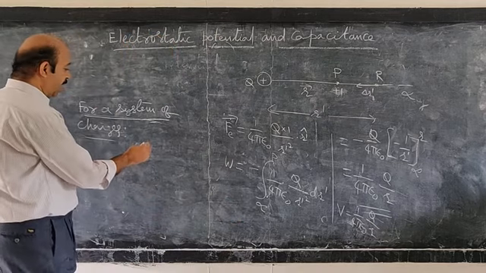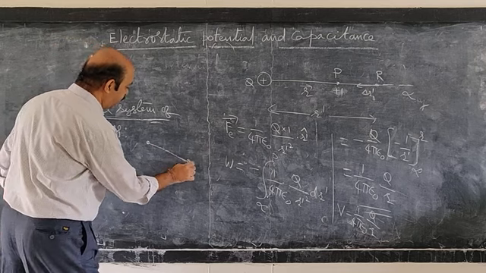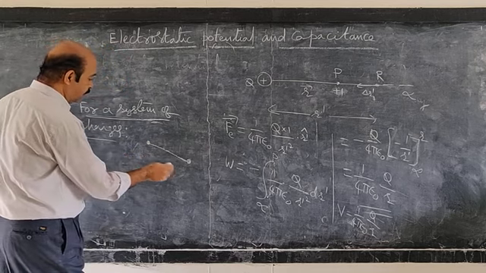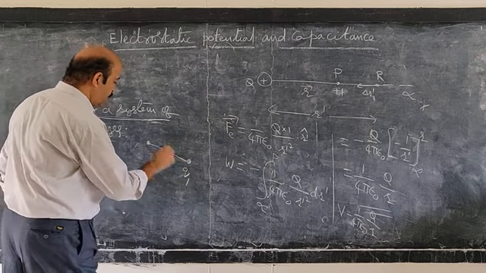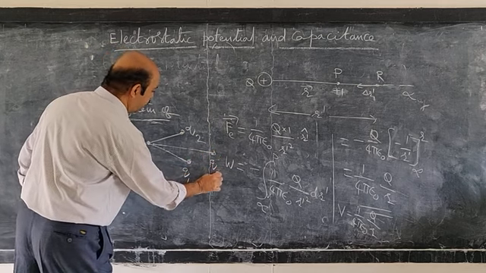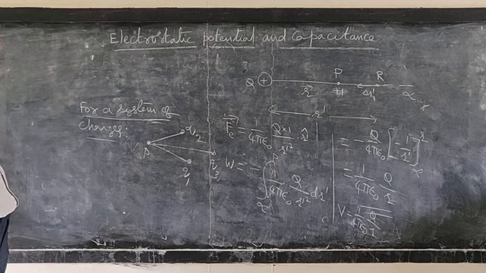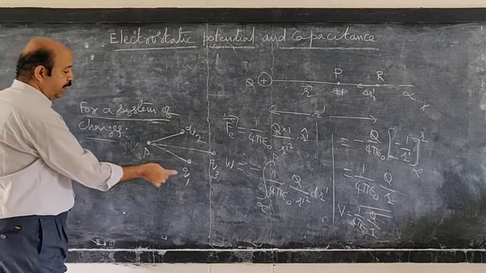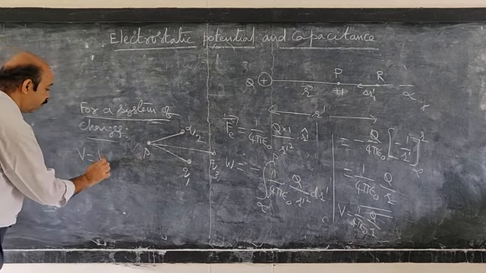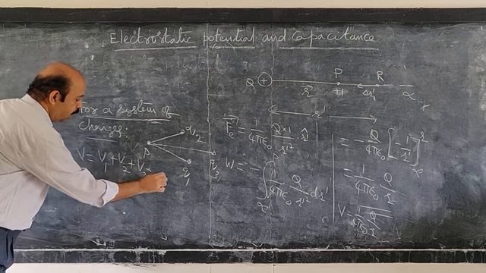So suppose you have several charges at different positions, say Q1 here, Q2 here, Q3 here, like this. Due to all of these, I want to know the potential at this point. So calculate the potential due to each charge and add them. So it is something like V is equal to V1 plus V2 plus V3 and so on.